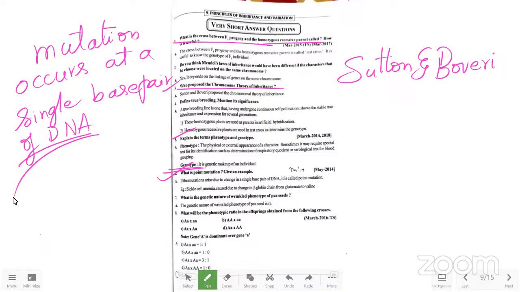And the example, sickle cell anemia, caused by the change in the beta globin chain from glutamate to valine. Glutamate to valine. Okay. Now the next one. Genetic nature of the wrinkled phenotype of species. Wrinkled phenotype means the recessive character is going to be the genotype of the wrinkled phenotype.